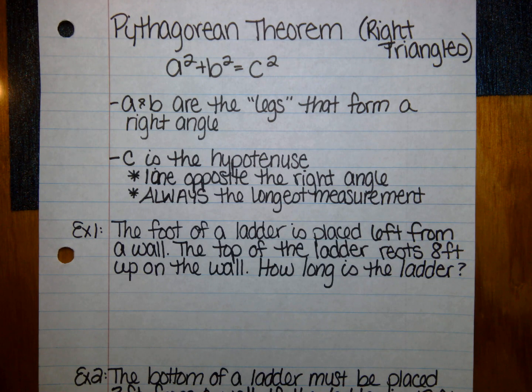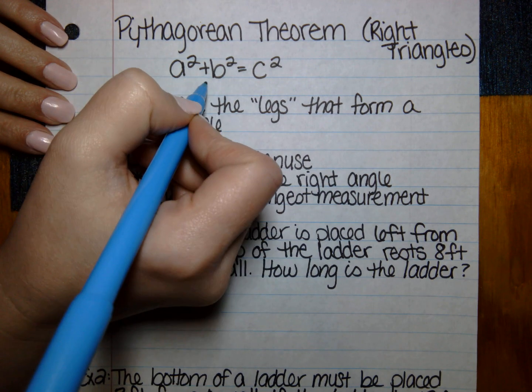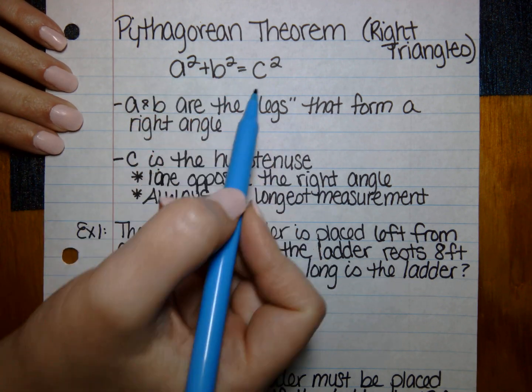Pythagorean Theorem. This is specifically for right triangles. If it is not a right triangle, meaning one of the three angles is a 90-degree angle, then this equation won't work. So the equation is a squared plus b squared is equal to c squared.